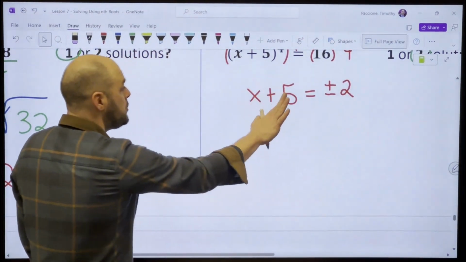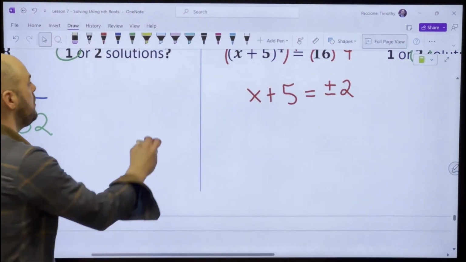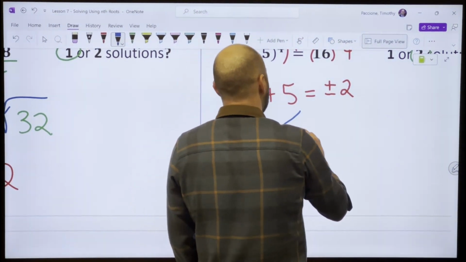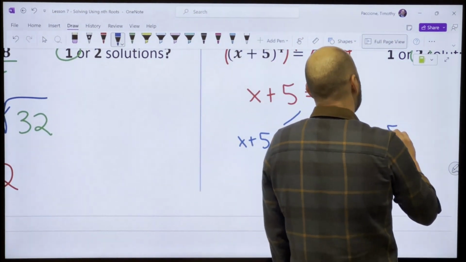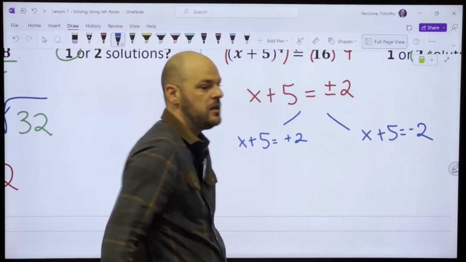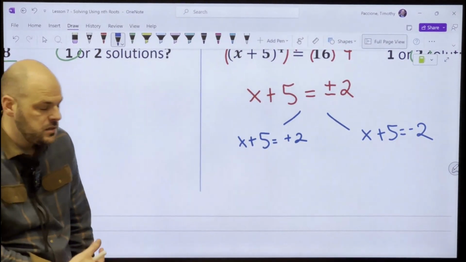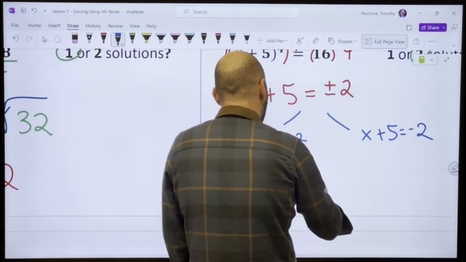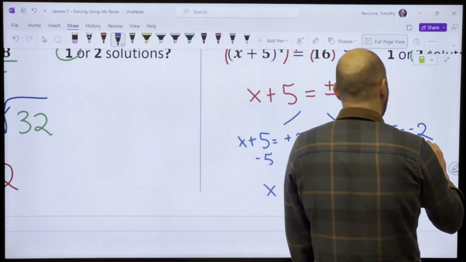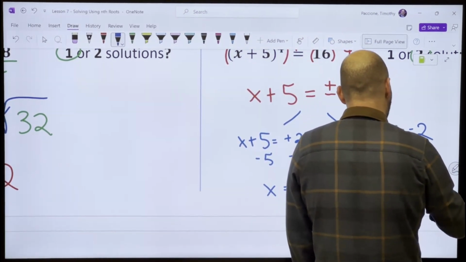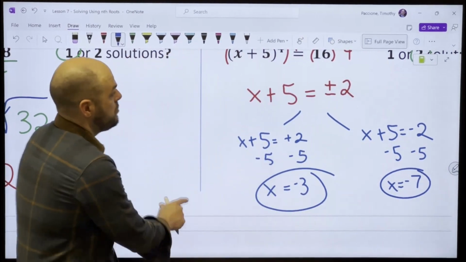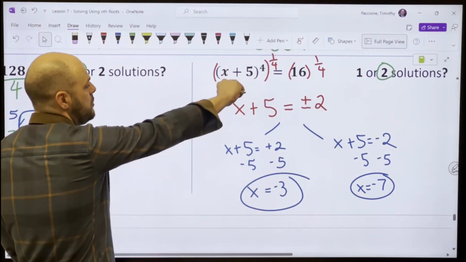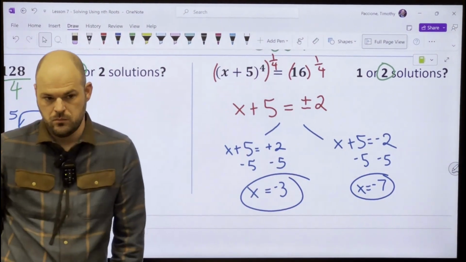Well, we're not done yet. So now I have 2 statements that are being made, so I break it apart, and I say that means x plus 5 equals positive 2, and x plus 5 equals negative 2, right? Isolate the x in both situations, minus 5, and I get x equals negative 3, and x equals negative 7. 2 solutions, right? If you want to check if you did them right, well, negative 7 plus 5, that's negative 2. Negative 2 to the 4th is 16. So you can always check.